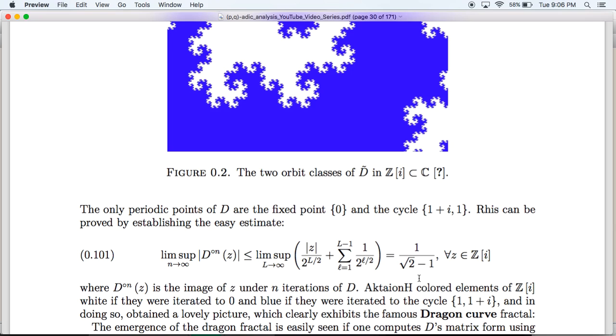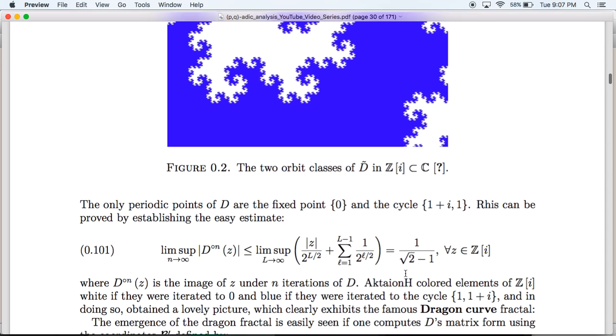And so because D is acting on a discrete space and its iterates are always bounded, it can have only finitely many orbit classes, and then it's easy to show that there are just 2 of them, because these are the only fixed points, or these are the only periodic points with radius at most this.